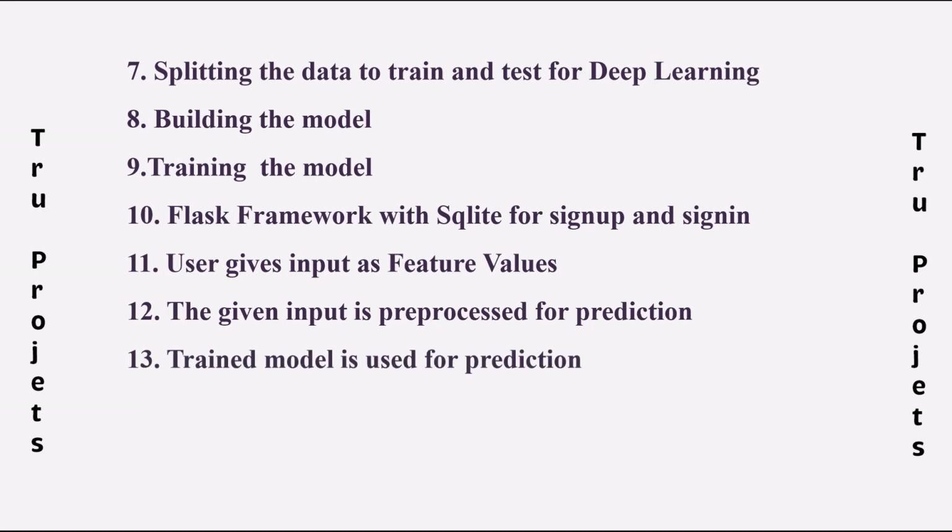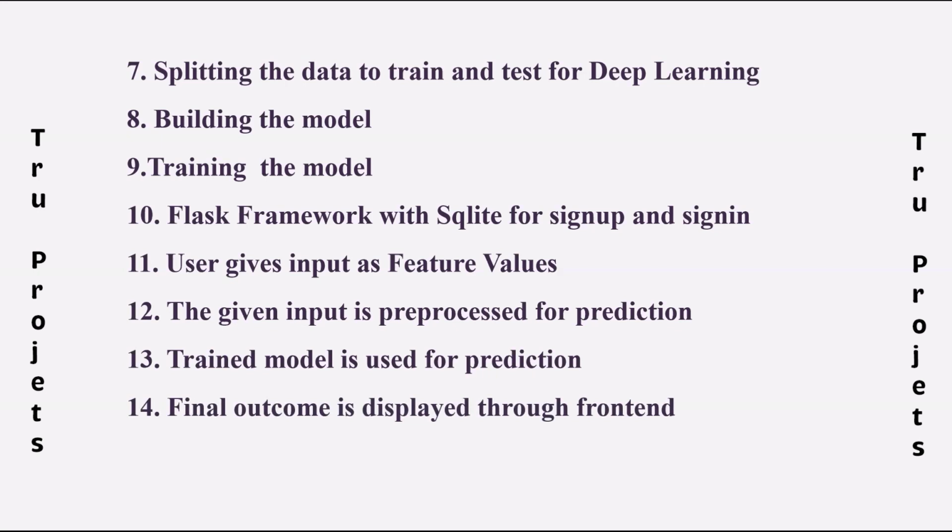Trained model is used for prediction. The pre-processed user input is fed into the trained deep learning model to make predictions on air pollutant concentrations. The model utilizes the learned patterns from the training phase to forecast the pollutant levels based on the provided user input.